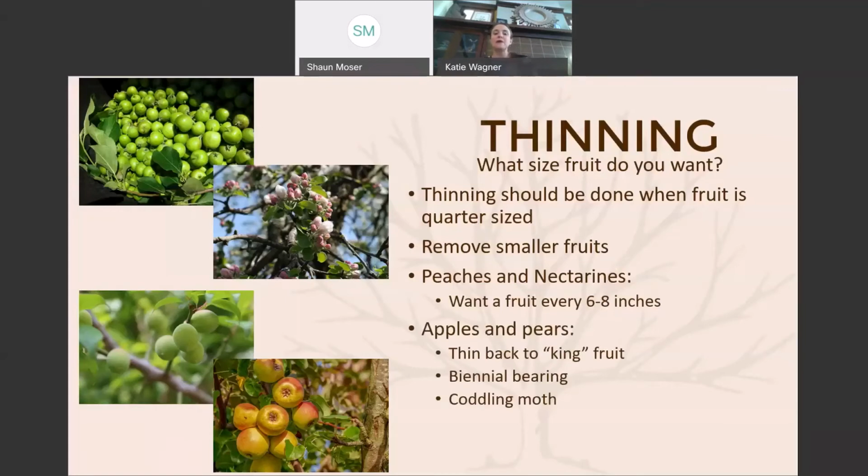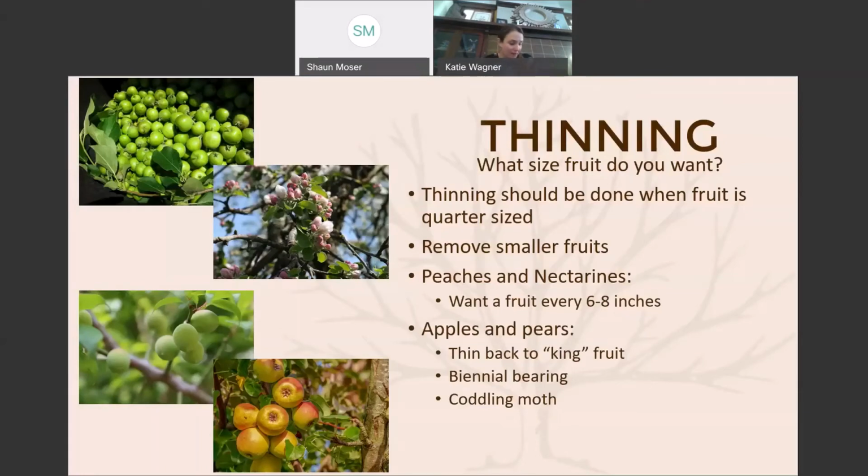Okay, apples and pears. This is a little bit confusing, and so I'm going to make it a little less confusing for you. But with apples and pears, Sheridan says you thin back to the king fruits. You will have multiple blossoms coming out of the fruiting spurs. The first blossom to open and the largest is what's considered to be the king fruit. This is typically the one that you want to keep.